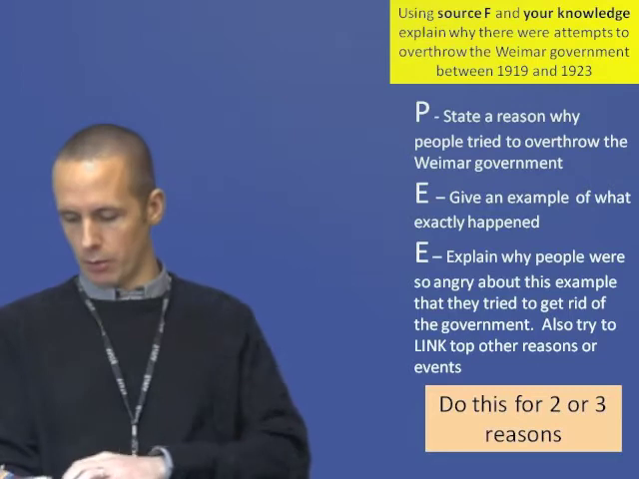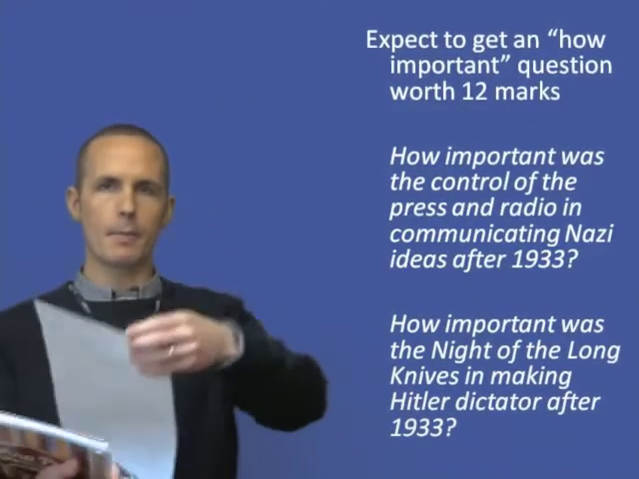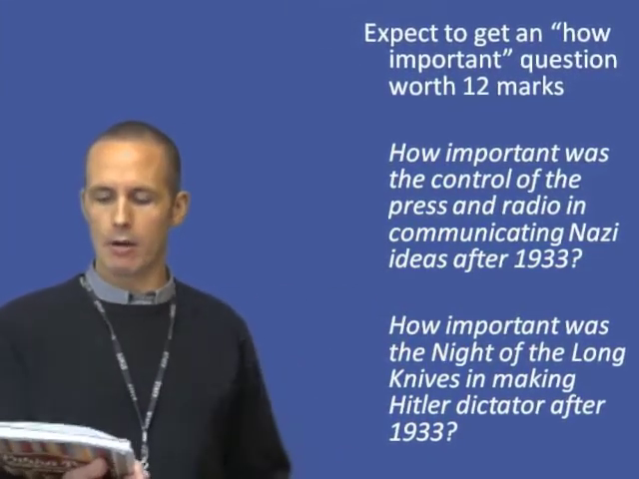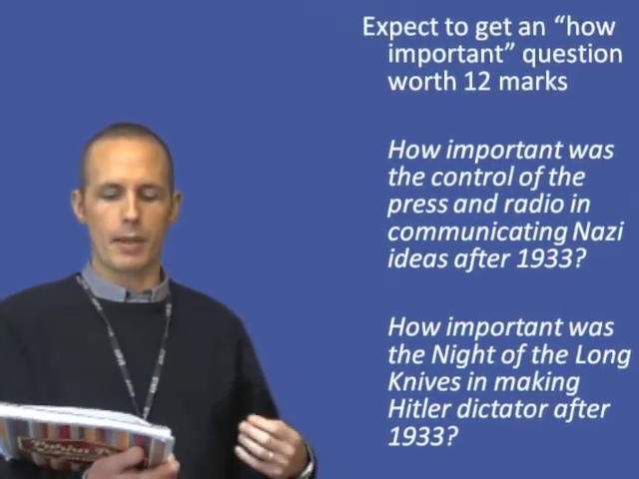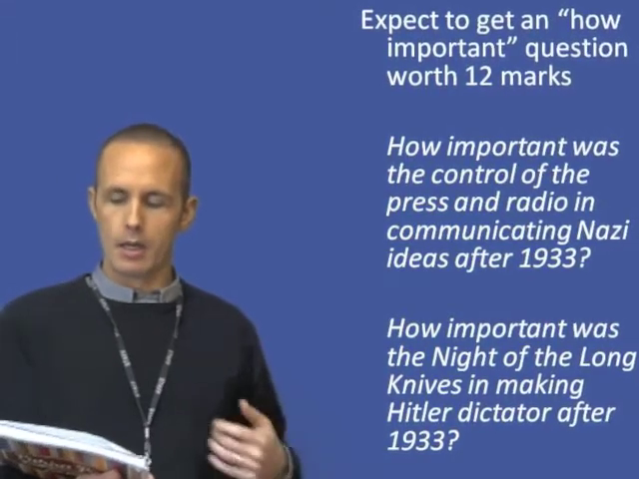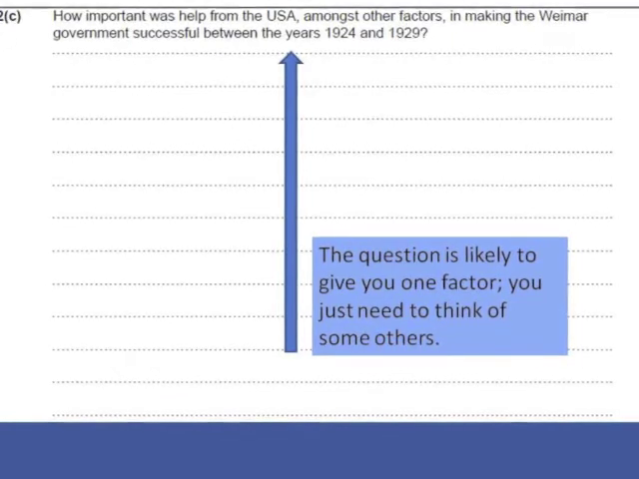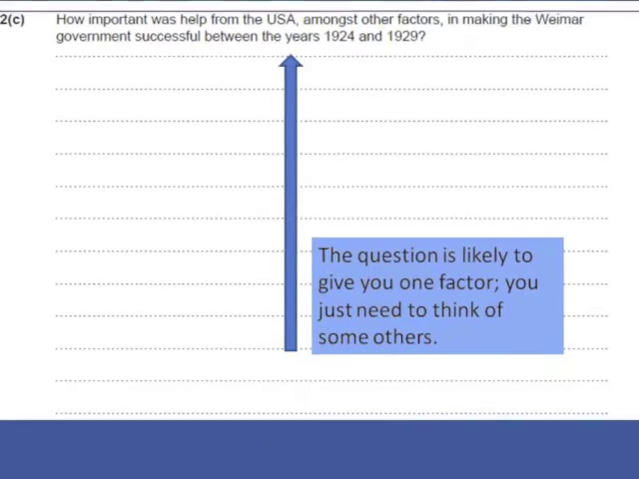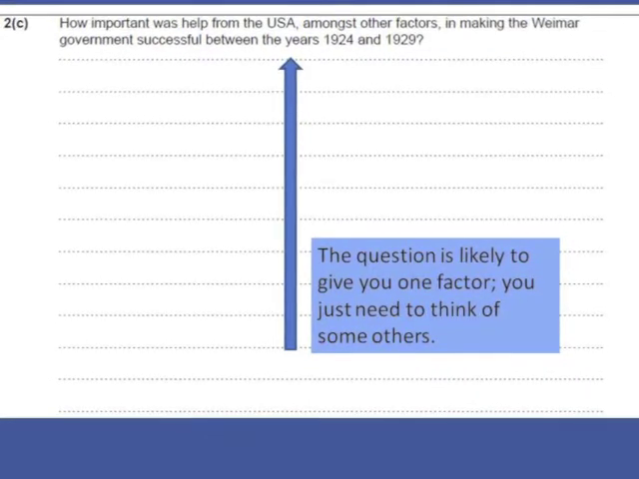Okay, so last one. It's right at the end of the exam. Okay, you've just finished your 2B, so you've done maybe 2 or 3 PE paragraphs, and then you get the biggest, longest question. Okay, and expect something about how important was so-and-so. Okay, so here's quite a tricky one we've got here. How important was help from the USA, amongst other factors, in making the Weimar government successful in the years 1924 to 29? So immediately, they've given you one factor.